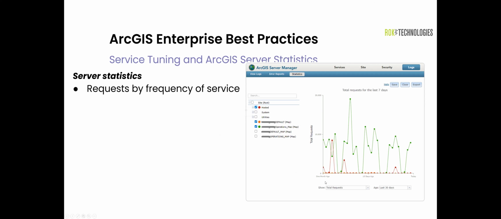But in this example picture, you can see that the green line is this operations map that's getting a lot more requests coming in than the hosted services, much less, right? So this site is leveraging more dedicated resources than that. So in this way, you see an easy snapshot of how my site is performing and where the activity is.